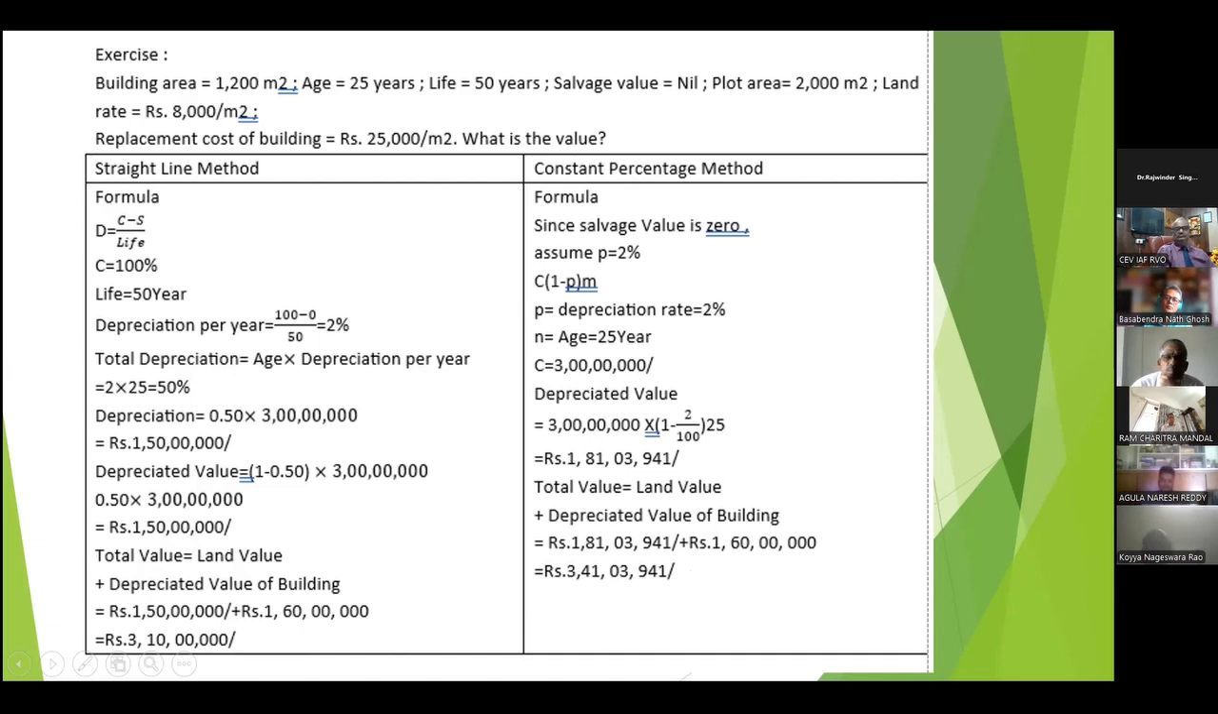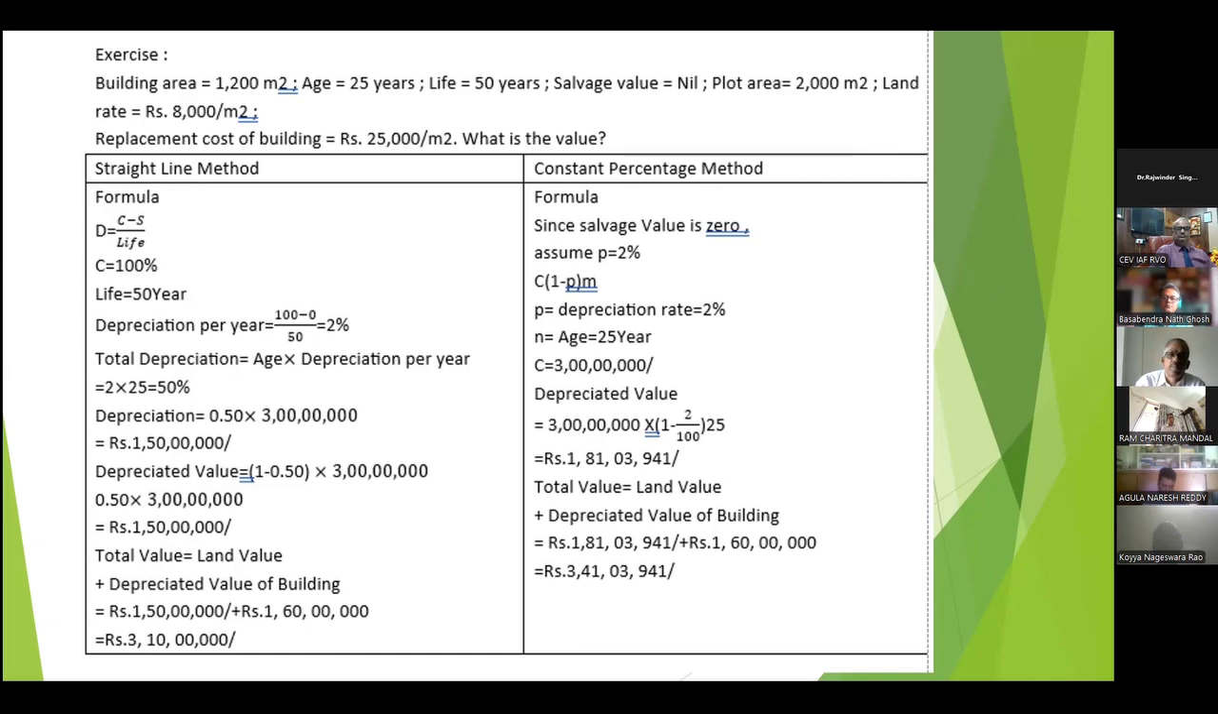So one thing is clear, you will not get the same result with different methods. Here you are getting somewhat higher value as compared to the straight line method. Sir, in this case, I think we should prefer the constant percentage method, which gives more value for the property. So, it will depend on whether you are doing it for banking purposes. So you have to be conservative.